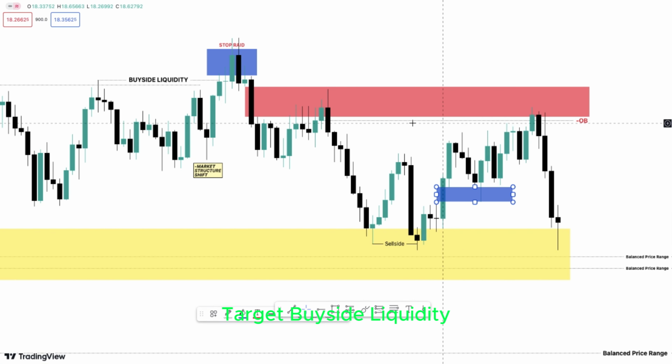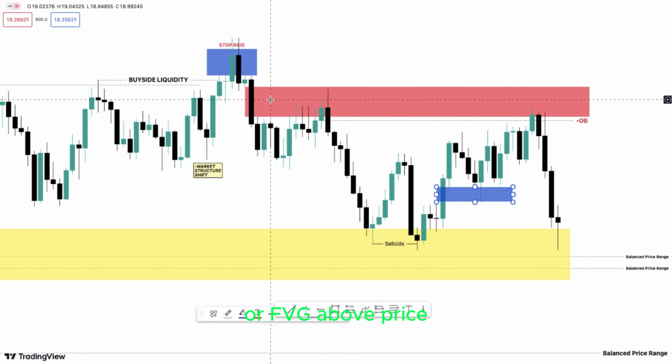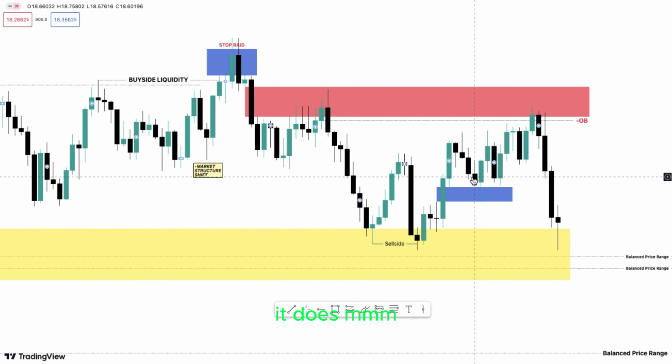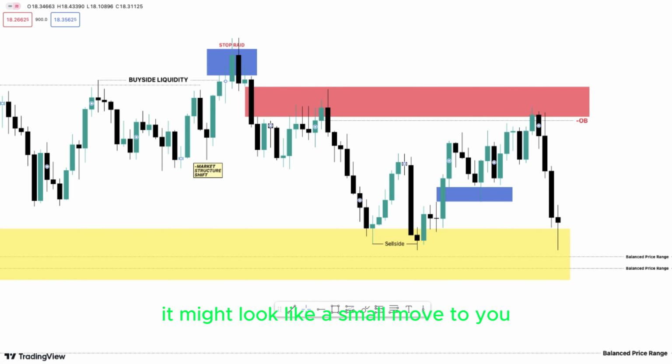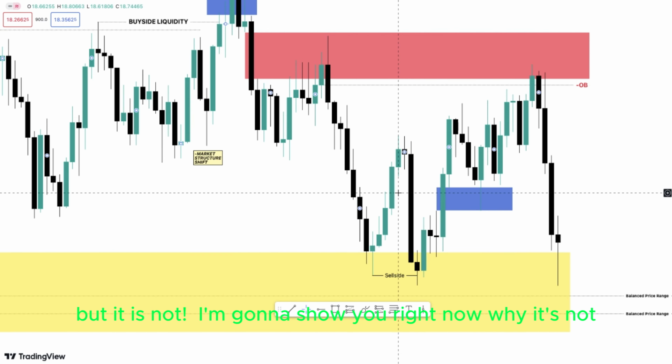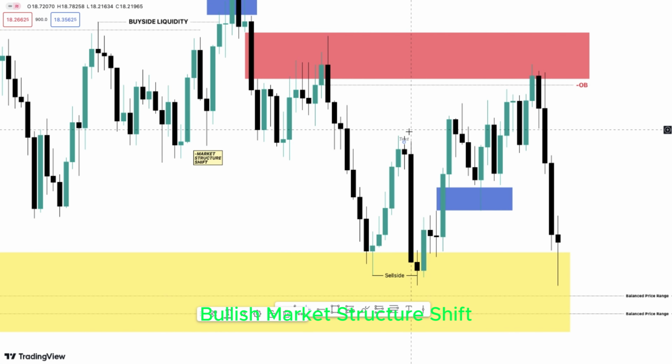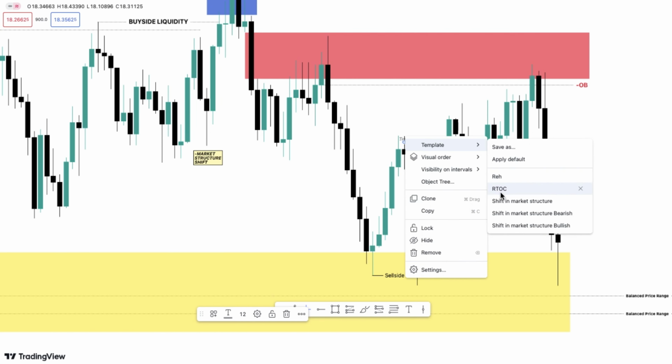Target what? Buy side liquidity or fair value gap above price. So in this example, you'll target this old fair value gap there. Does it trade to it? Yes, it does. It might look like a small move to you, but it is not. I'm gonna show you right now why it's not, but I wanna put this here quickly to confirm a bullish market structure shift.